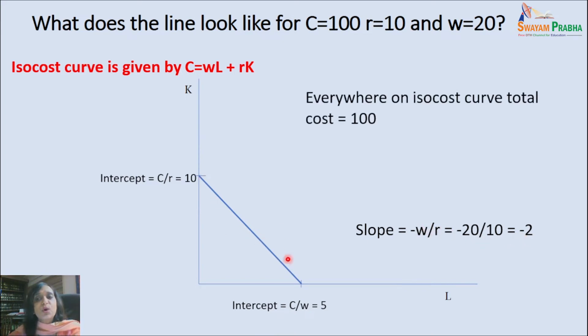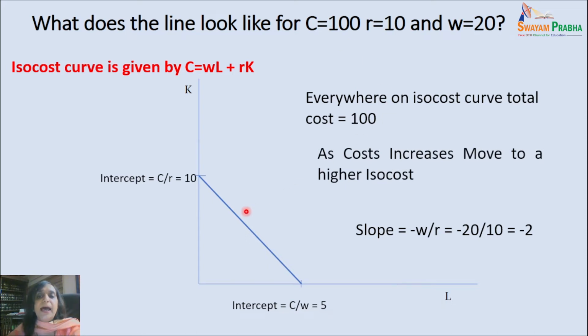On this isocost curve, as we have just said, this downward sloping blue line is showing that the cost everywhere on this isocost line will remain 100. Maybe different combinations of labor and capital, but the cost will always remain 100. As costs increase, you move to a higher isocost.